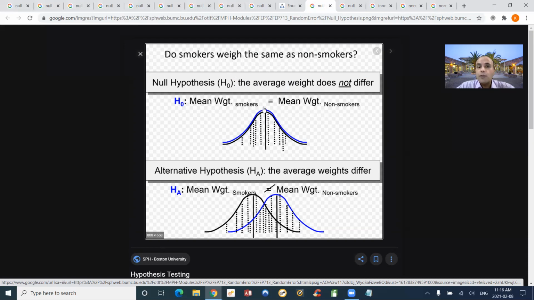It means that the blue curve and the black curve are almost identical, with the same mean or average, with the same standard deviation, okay? Almost. And if there is something significant, then there is a red alert. What is it? Alternative hypothesis is the average weights differ based on whether you're smoking or non-smoking, which means smoking could potentially have an impact on your average weight.